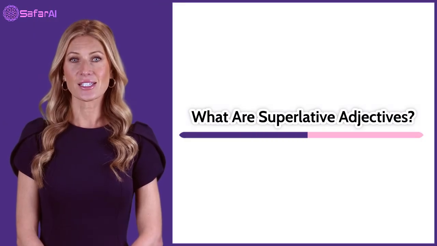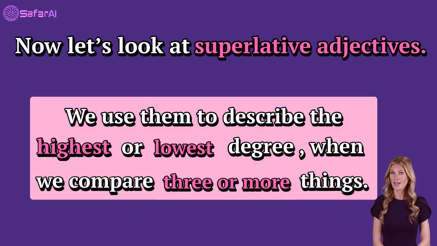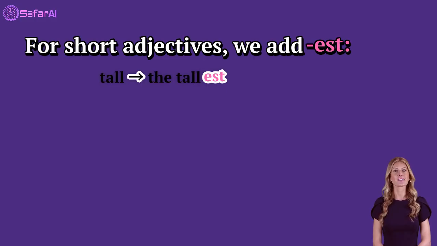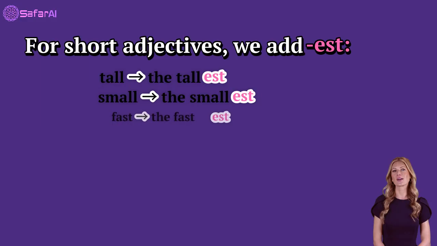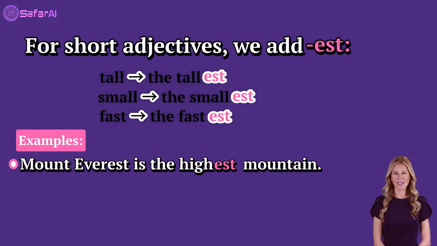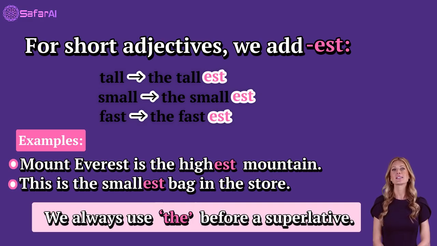What are superlative adjectives? Now let's look at superlative adjectives. We use them to describe the highest or lowest degree when we compare three or more things. For short adjectives, we add est: tall, the tallest; small, the smallest; fast, the fastest. Examples. Mount Everest is the highest mountain. This is the smallest bag in the store. We always use the before a superlative.